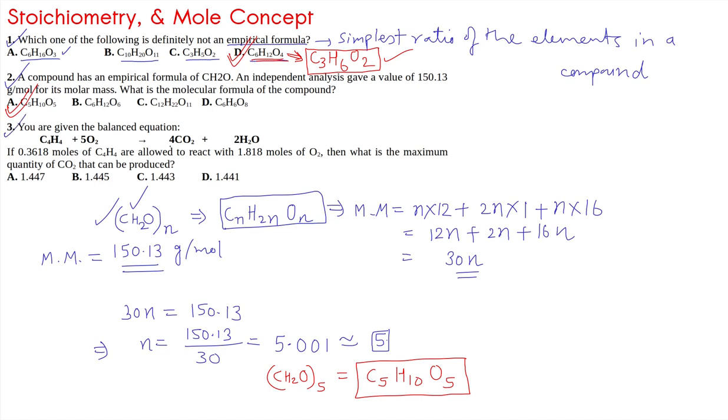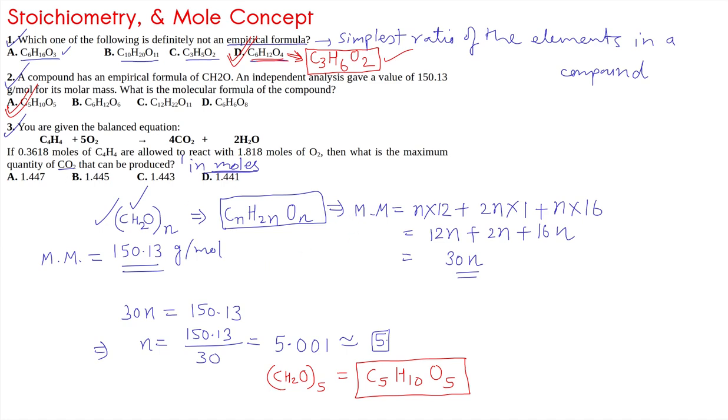So you are given the balanced equation C4H4 plus 5O2 gives 4CO2 plus 2H2O. If 0.3618 moles of C4H4 are allowed to react with 1.818 moles of O2, then what is the maximum quantity of CO2 that can be produced? So here I think it is missed, but the question has been asked, what is the maximum quantity of CO2, in moles it should be. So the answer you have to find out in moles, what can be the maximum quantity of CO2 that can be produced. So let us see how we will solve this question.